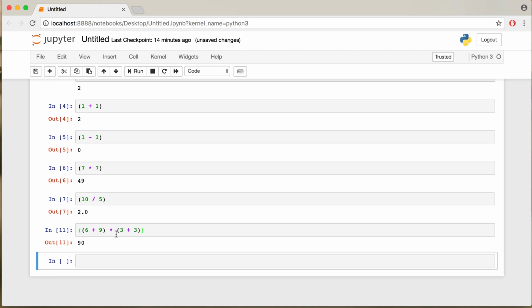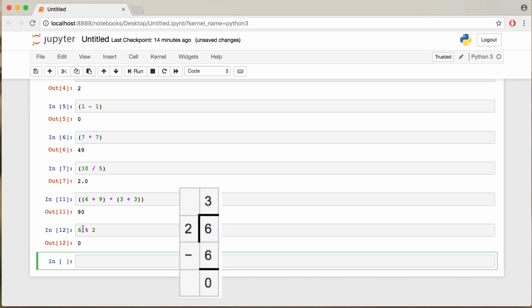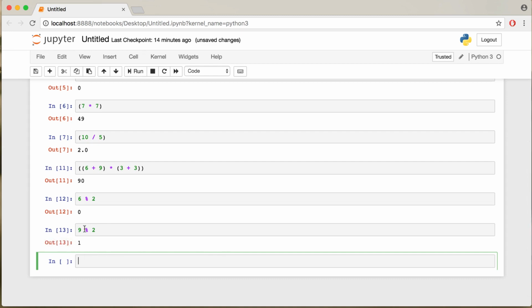But let's also talk about the modulus operator, denoted by the percent symbol. The modulus operator simply outputs the remainder of a division. For example, 6 modulus 2, if we run this, should give us 0, since dividing 6 by 2 gives a remainder of 0. 9 modulus 2 would give an output of 1, since 9 divided by 2 gives a remainder of 1.